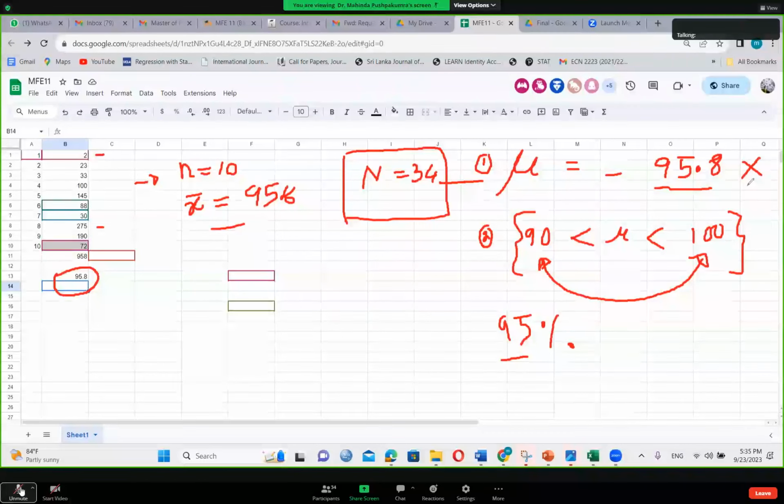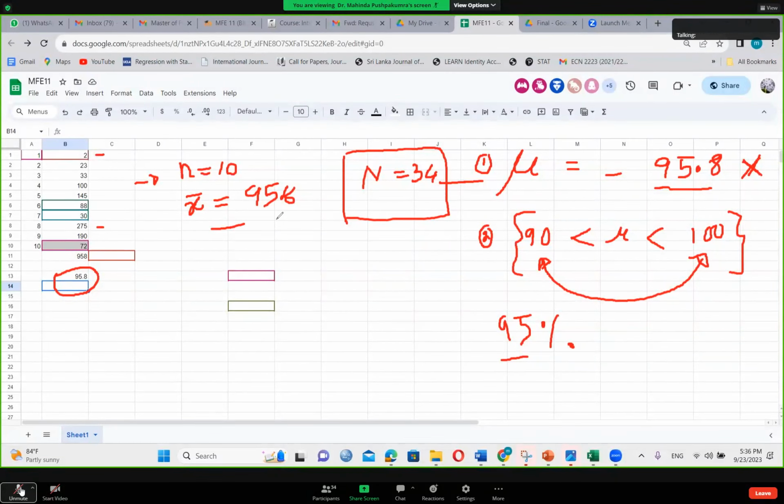You can't say sample mean is 95.8, so population mean is equal to 95.8. This is completely wrong. It might happen, but there's a 99% chance that it will not happen, because population is a large group.